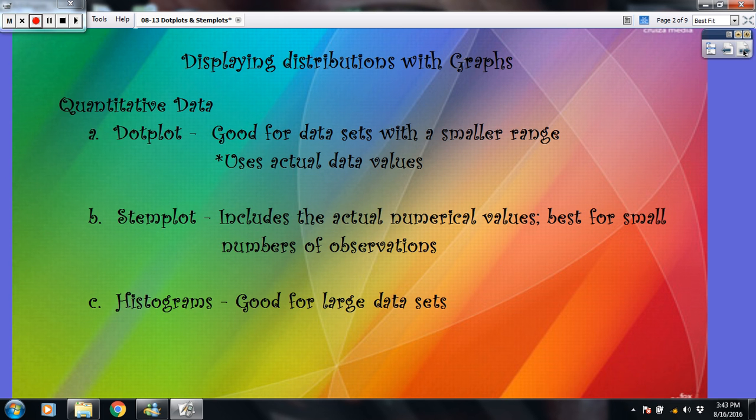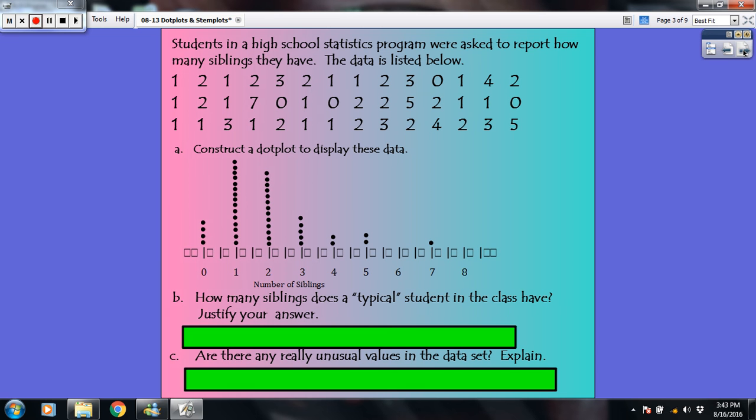And we're not going to go too far into this today. We're going to actually work with our practice tomorrow. But let's talk about our first example that's in your notes. Students in a high school statistics program were asked to report how many siblings they have, and the data is listed below. And it looks like a whole lot of data, but what you can do is construct a dot plot in order to show this data and how spread out it is.